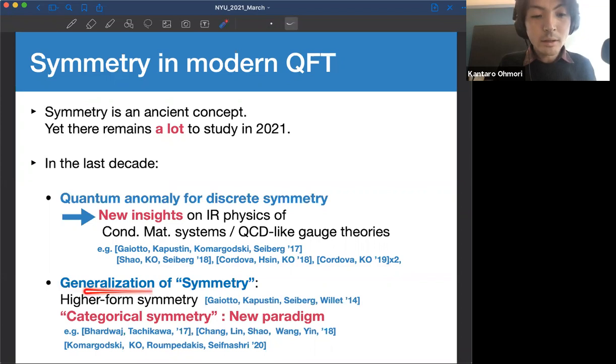Another development was the generalization of symmetry, and one such generalization was proposed by this paper and called higher form symmetry. But more recently, another generalization is arising, and that is the main topic of this talk, the categorical symmetry. And I believe that this has the potential to become a new paradigm in quantum field theory.